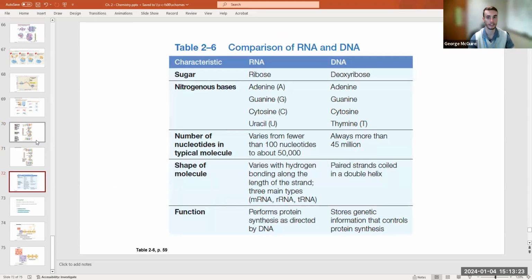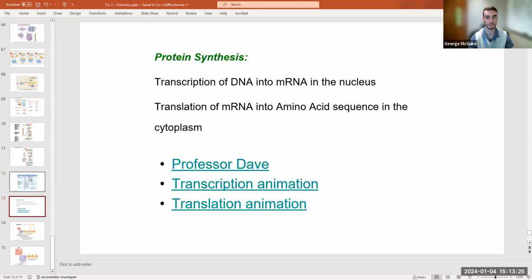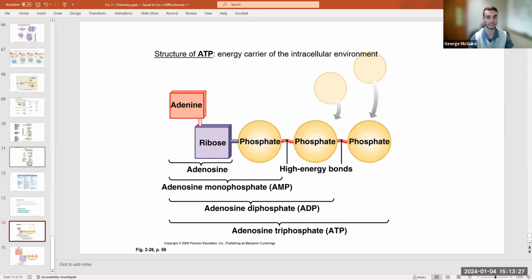It's the main thing we'll cover there, looking a bit about genes and protein synthesis. Okay, the last major molecule that's going to be really important for this class is ATP.